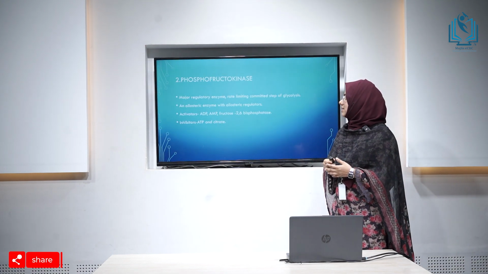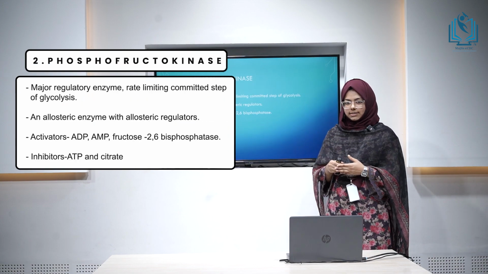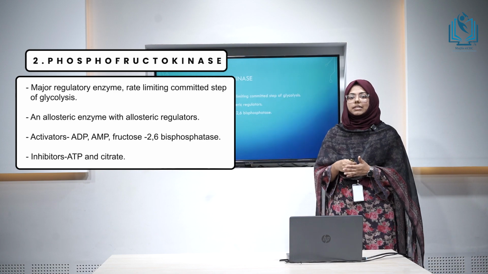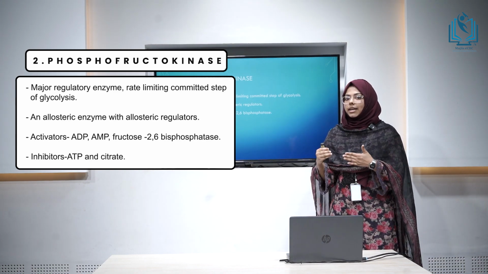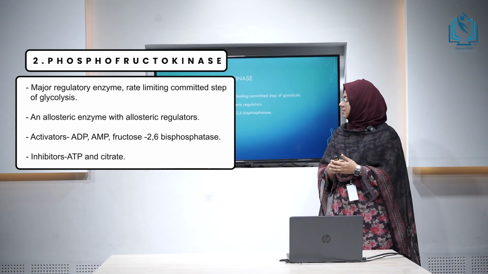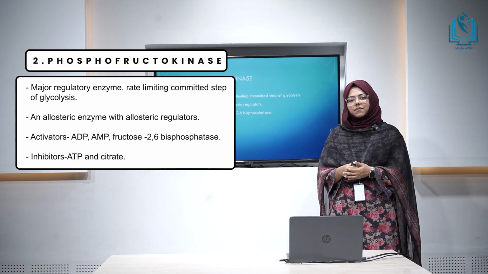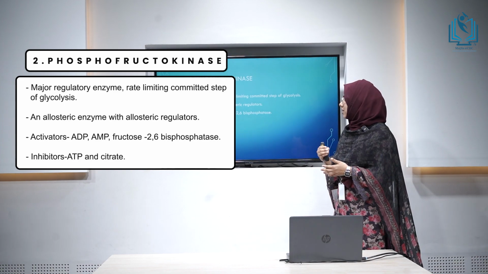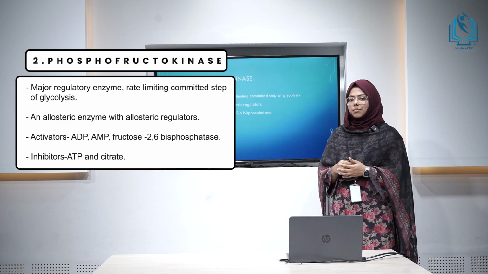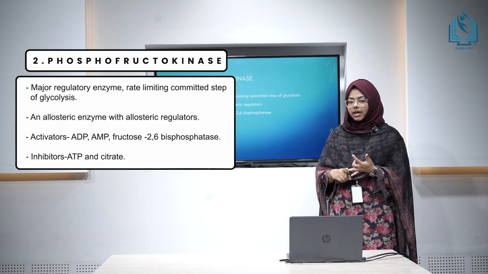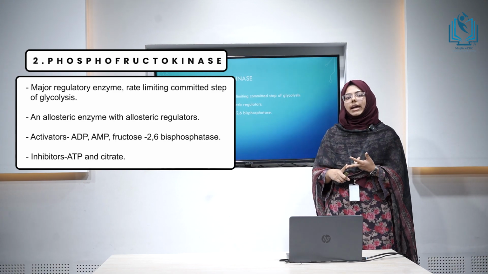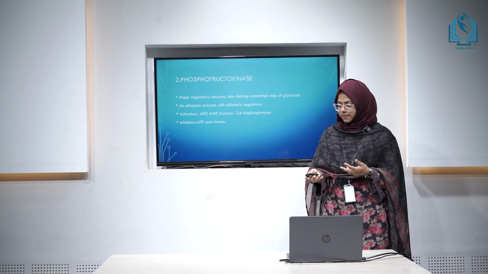And the second one is phosphofructokinase. It is a major regulatory enzyme and is considered the rate limiting committed step in the conversion of fructose 6-phosphate to fructose 1,6-bisphosphate. It is an allosteric enzyme with allosteric effectors and regulators. The activators for this enzyme are ADP, AMP and fructose 2,6-bisphosphate. The inhibitors are ATP and citrate ions.